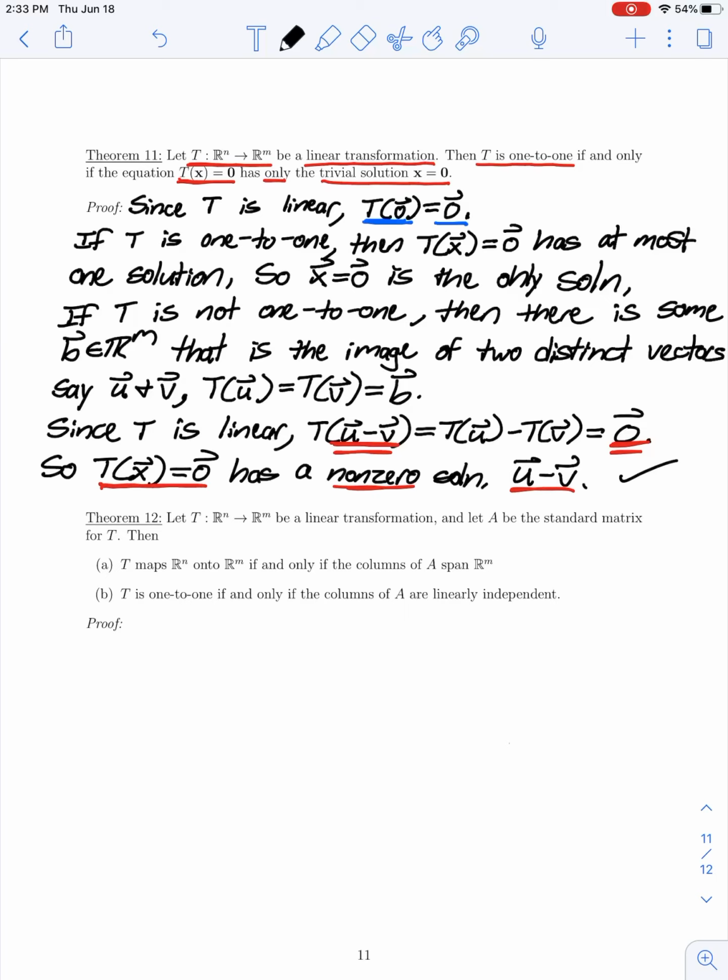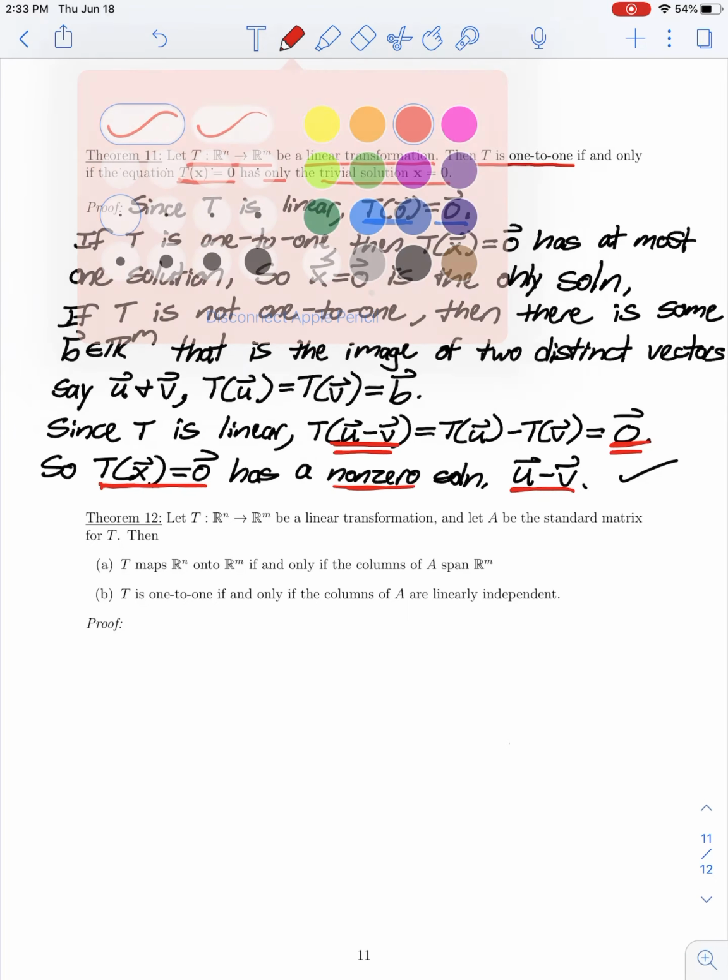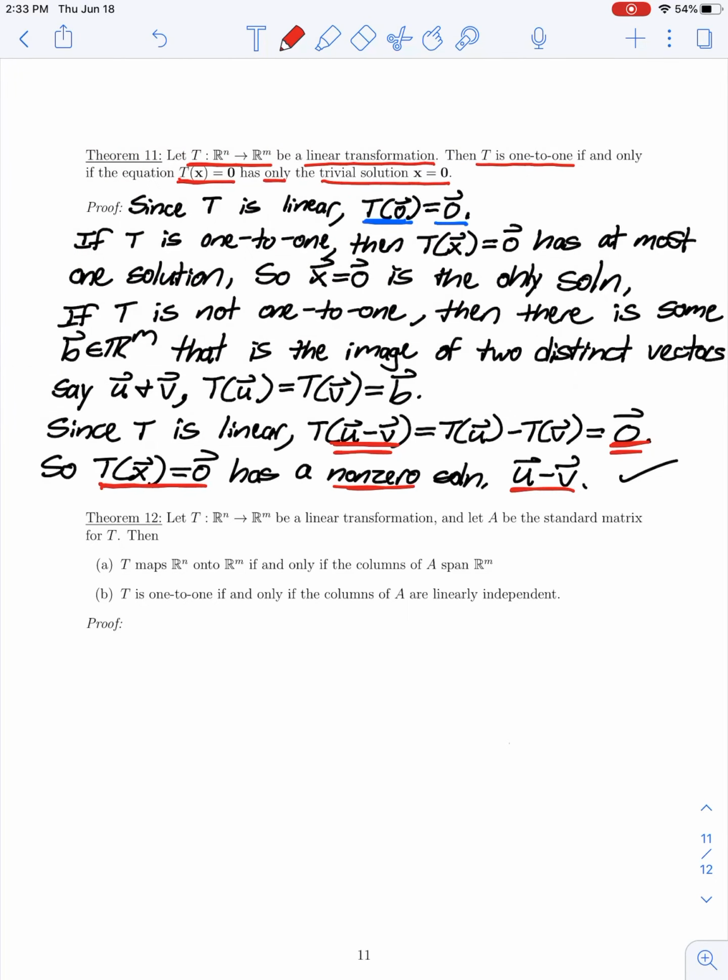Now in Theorem 12, we have another condition for whether a mapping is 1-to-1 or onto. Let's suppose that we have a mapping T from Rn to Rm, which is a linear transformation. If it's linear, then we can find a standard matrix A for that transformation. So there are two parts to this theorem.